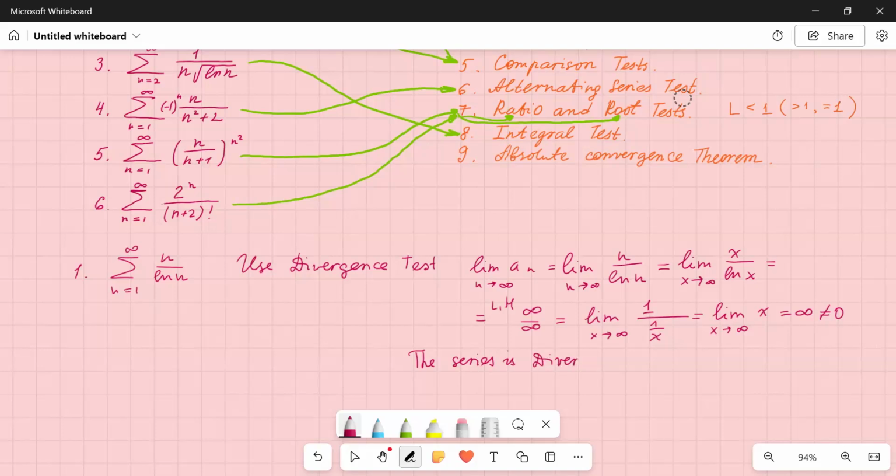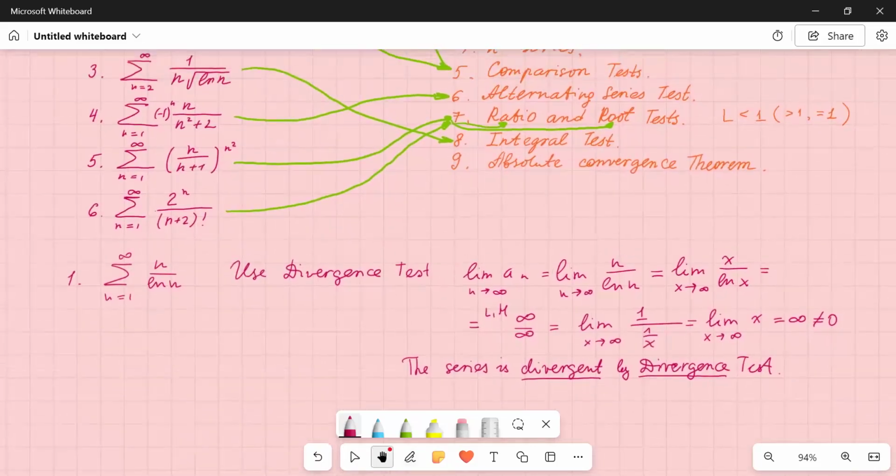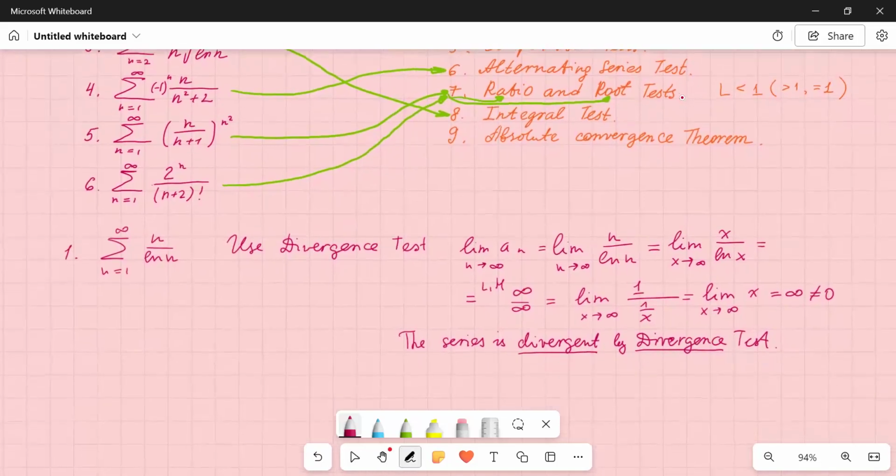I think I should use divergent with a small letter, by divergence test. Guys, if you ever wish to write down that something is convergent by divergence test, because the limit is equal to zero, just remember the words are the same, divergence and divergent. It's not going to be convergent and divergence. Okay? And let's move to our next problem.